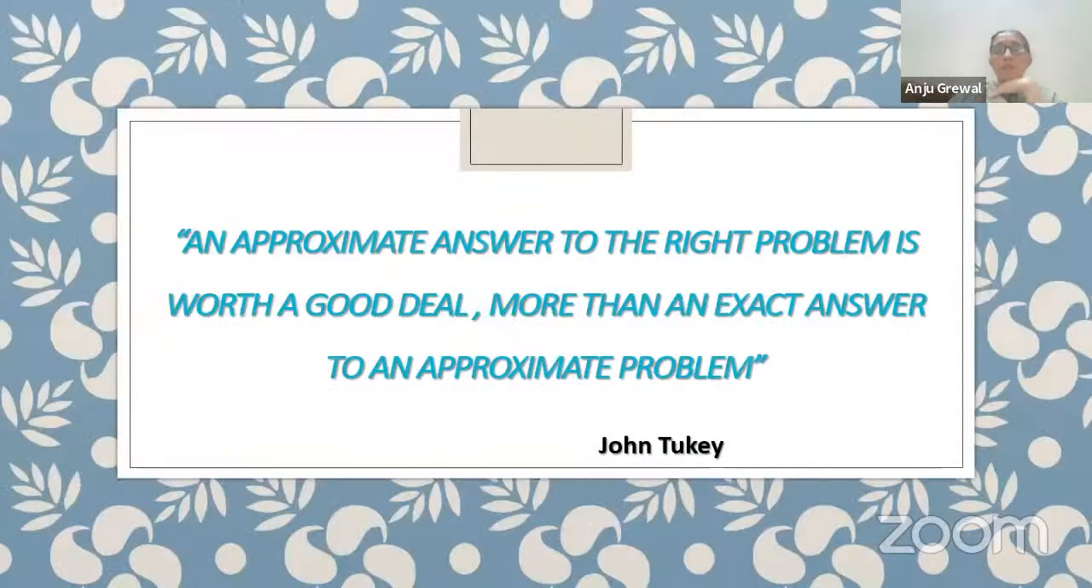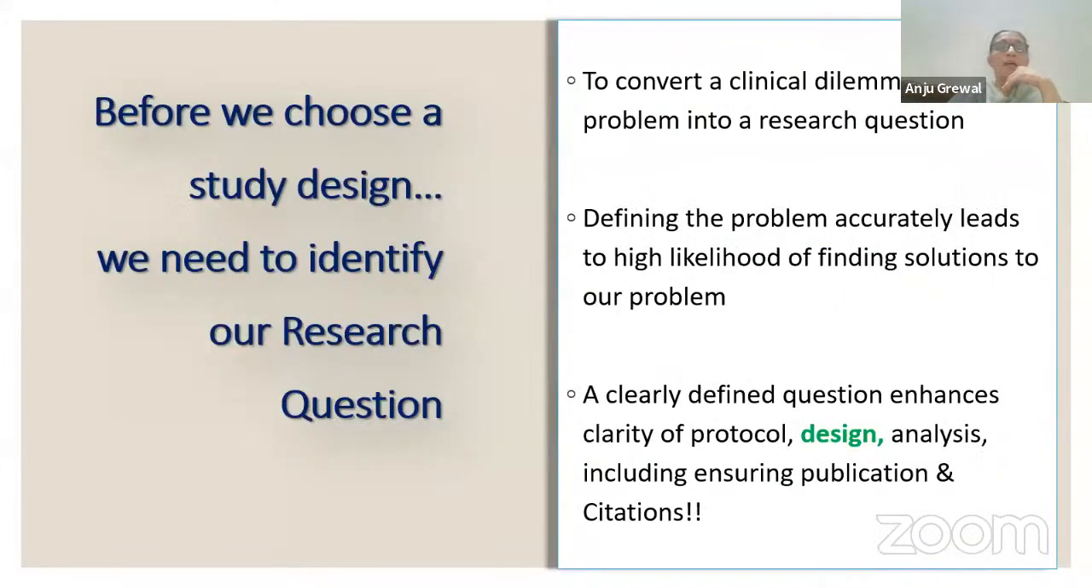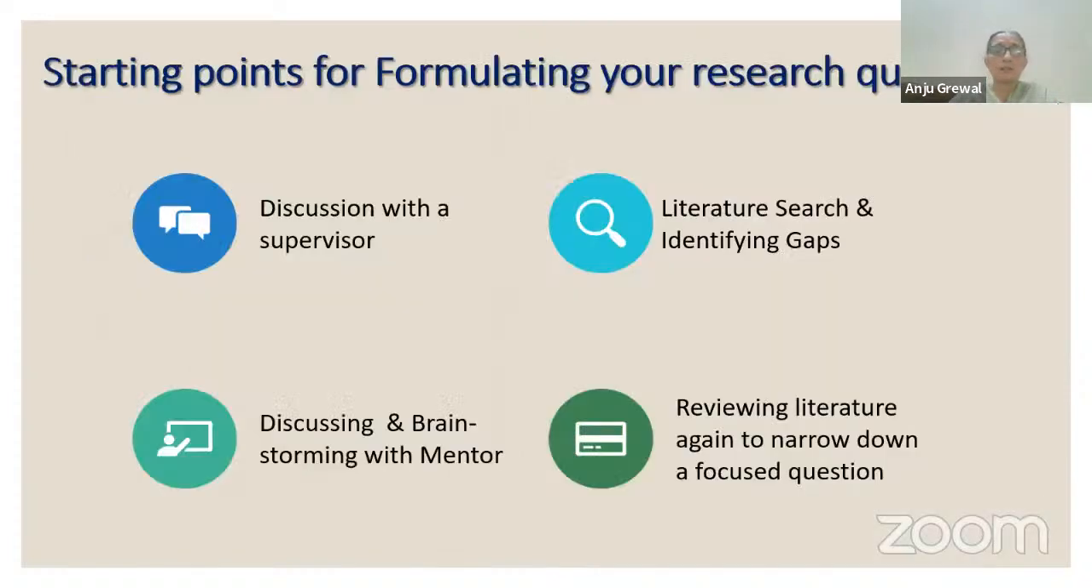We all understand that an approximate answer to the right problem is a better deal than an exact answer to an approximate problem. Therefore, let's try and answer a few problems. Before we choose any study design, we first need, at the outset, to identify a research question. A research question could be a clinical dilemma or a problem that you want to go into detail with and get your answers, or you want to find solutions. Of course, you want to make it clear and specific so that you are able to design your study to answer your questions with full validity.